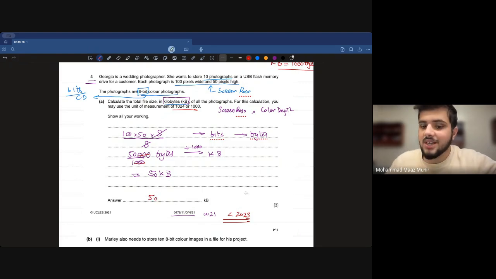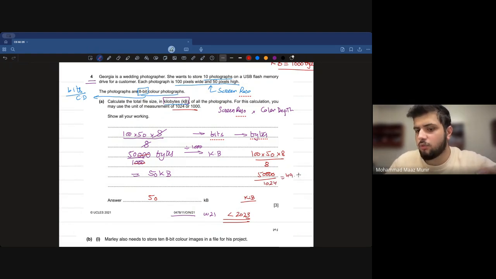But now if the question clearly asked you to give the answer in terms of kb byte, तो उस सिनेरियो में you would have dealt it in a way कि 100 into 50 करते into 8 करते divided by 8 करते, and then whatever the answer was, like 50,000, you would have divided 50,000 by 1,024. So your answer would have been 49 point something. Okay, so 49 point something.